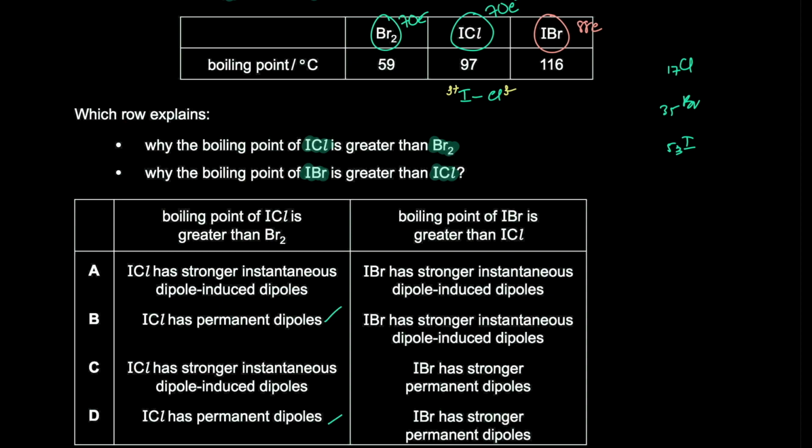And because it has a greater number of electrons, it has stronger instantaneous dipole-induced dipoles. It doesn't have stronger permanent dipoles because it's less polar. The difference in electronegativity between iodine and bromine is smaller. The difference between iodine and chlorine is greater. So the answer has to be B.